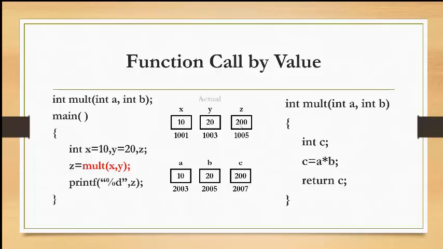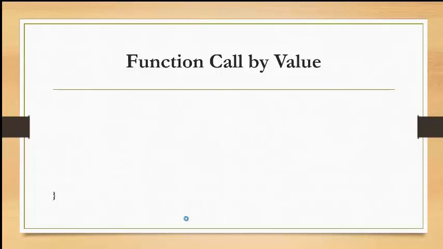So here x and y will act as the actual parameters, and a and b will act as the formal parameters. Actual parameters are the arguments that we use during the function call, and formal parameters are the parameters that we use in the function definition to execute the logical task. So moving on further, we will try to identify a very major difference.